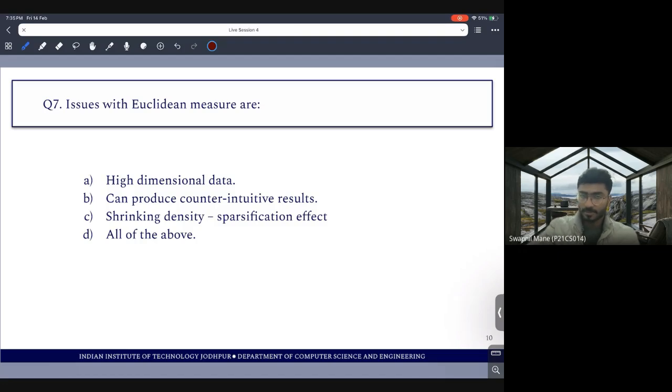Anyone got the answer? You may take a guess actually. Yes, so Meenakshi is saying that option D is correct. What are others saying? Someone is saying A.